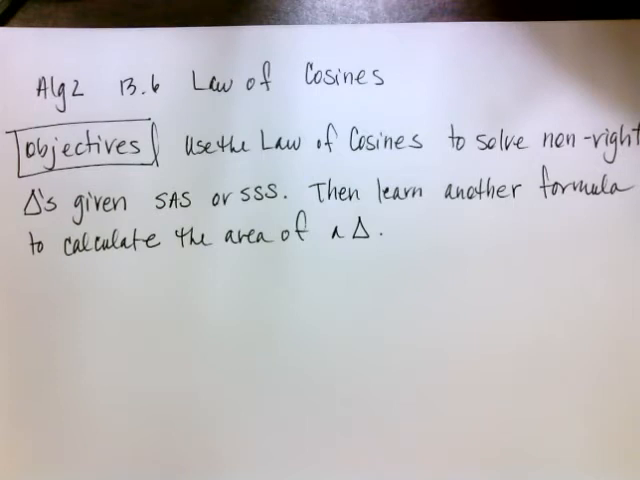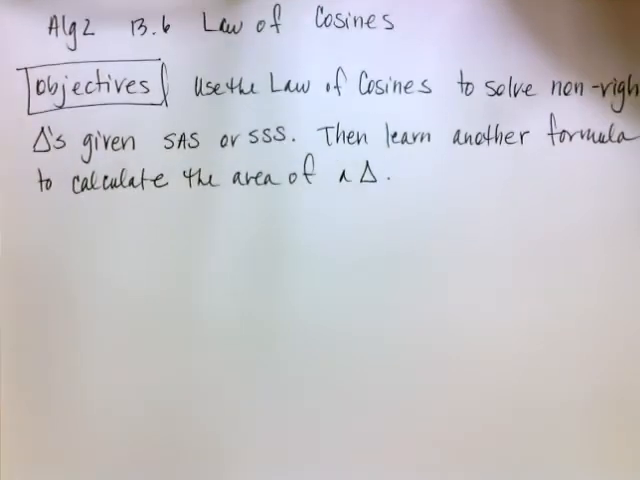We're going to do 13.6, the law of cosines. Our objective is to use the law of cosines to solve non-right triangles if we're given side angle side or side side side. And then we're going to learn another formula to calculate the area of a triangle.